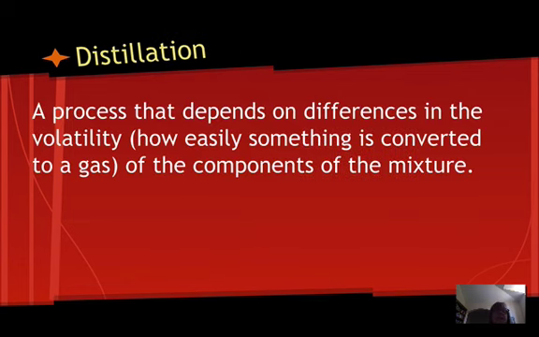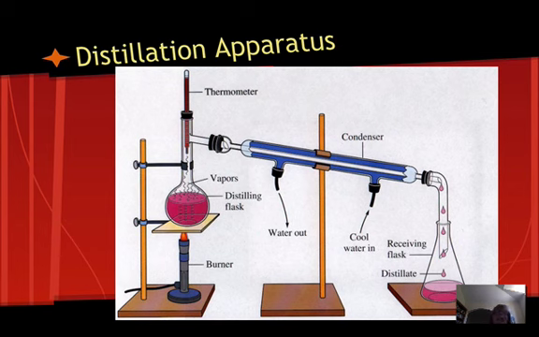Okay, distillation. This is a process that depends on the differences in volatility of the components of the mixture, which means how easily something is converted to a gas. So it's based on different boiling points. Here is a distillation apparatus. It looks pretty complex, and we will not use one in this class, but if you ever take organic chemistry, you'll do a lot of distillations.